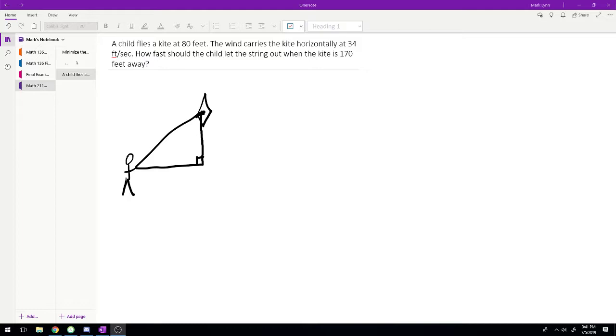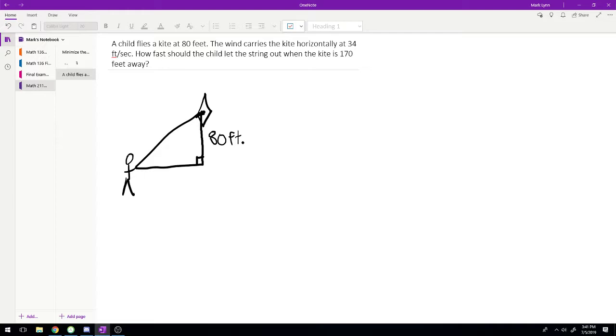I already drew a really good picture here, as you can tell. You'll see that we have a triangle between the kite, the ground, and the child. We know that the child is flying the kite at about 80 feet, and that's going to remain constant throughout the problem. You'll notice that the child also has some height, but we're neglecting that.